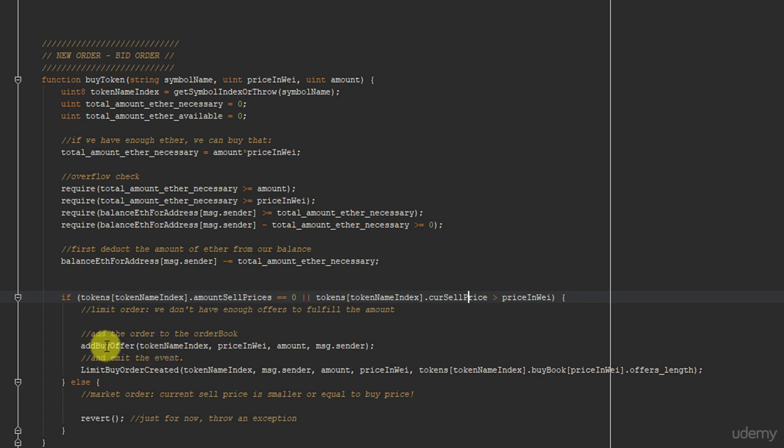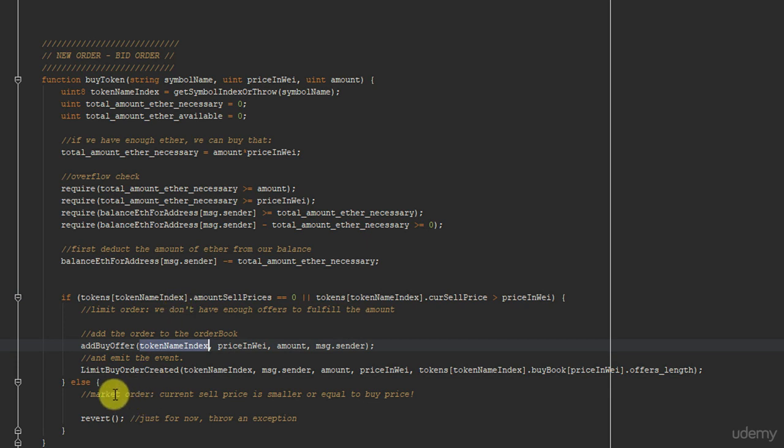And I don't have the logic for the buy limit order inside this if. I put it into another function down here. And after this function is called, we emit an event limit buy order created. Now let's have a look at the buy offer function. This receives the token name index, so the index of the token, the price, the amount, and the address of the person who is trying to actually buy those tokens. So that's me in this case if I'm calling this buy token function here.